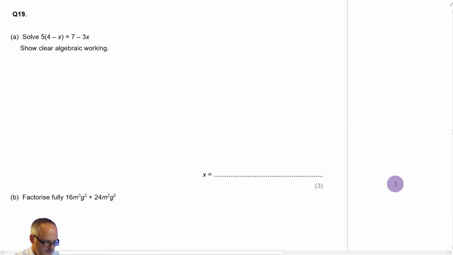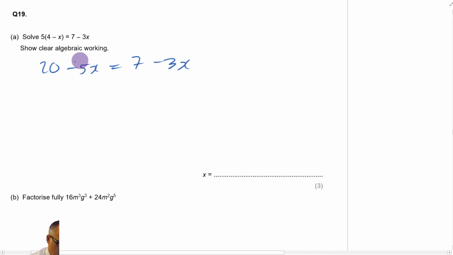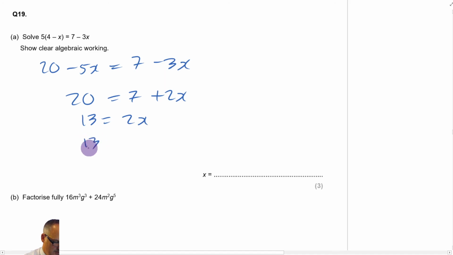Okay, moving on. Let's just do this little bit of solving. 5 times 4 is 20. 5 times minus x is minus 5x equals 7 minus 3x. Now I'm going to add 5x to both sides. Always try and get the x's to be positive. This is bigger than this and negative, so we're going to add it. So we get plus 2x. Take the 7 away, I get 13 equals 2x. So therefore 13 over 2 is my value of x. You can write that as 6.5, or you can write it as 13 over 2. It's okay to do both.